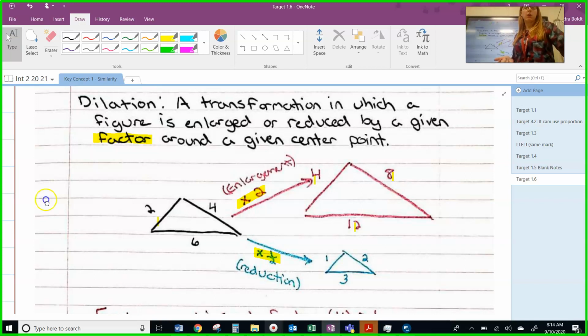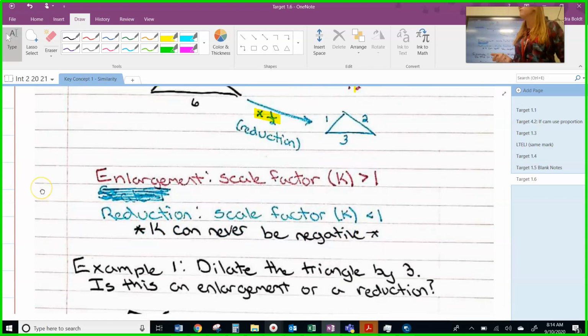Okay, that number that we multiply all of them by that either makes it bigger or smaller is our scale factor. One other thing we need to know is that if you have an enlargement, as we saw, if it gets bigger, it means your scale factor, which is often represented by this letter K, is greater than 1. And if it's a reduction, that scale factor is less than 1. One thing is that K can never be negative.